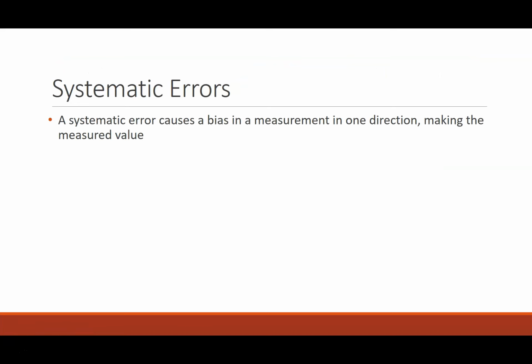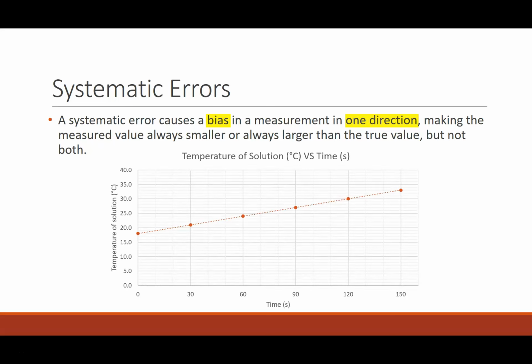The second type of errors is systematic errors. A systematic error causes a bias in a measurement in one direction. So the measured value is always smaller than the true value, or always larger than the true value. So again, if the red line represents the true values, the presence of a systematic error may cause our measurements to look like this. Notice all of the measured values are larger than the true values. Another systematic error may cause all of the measurements to be smaller than the true values, like this.